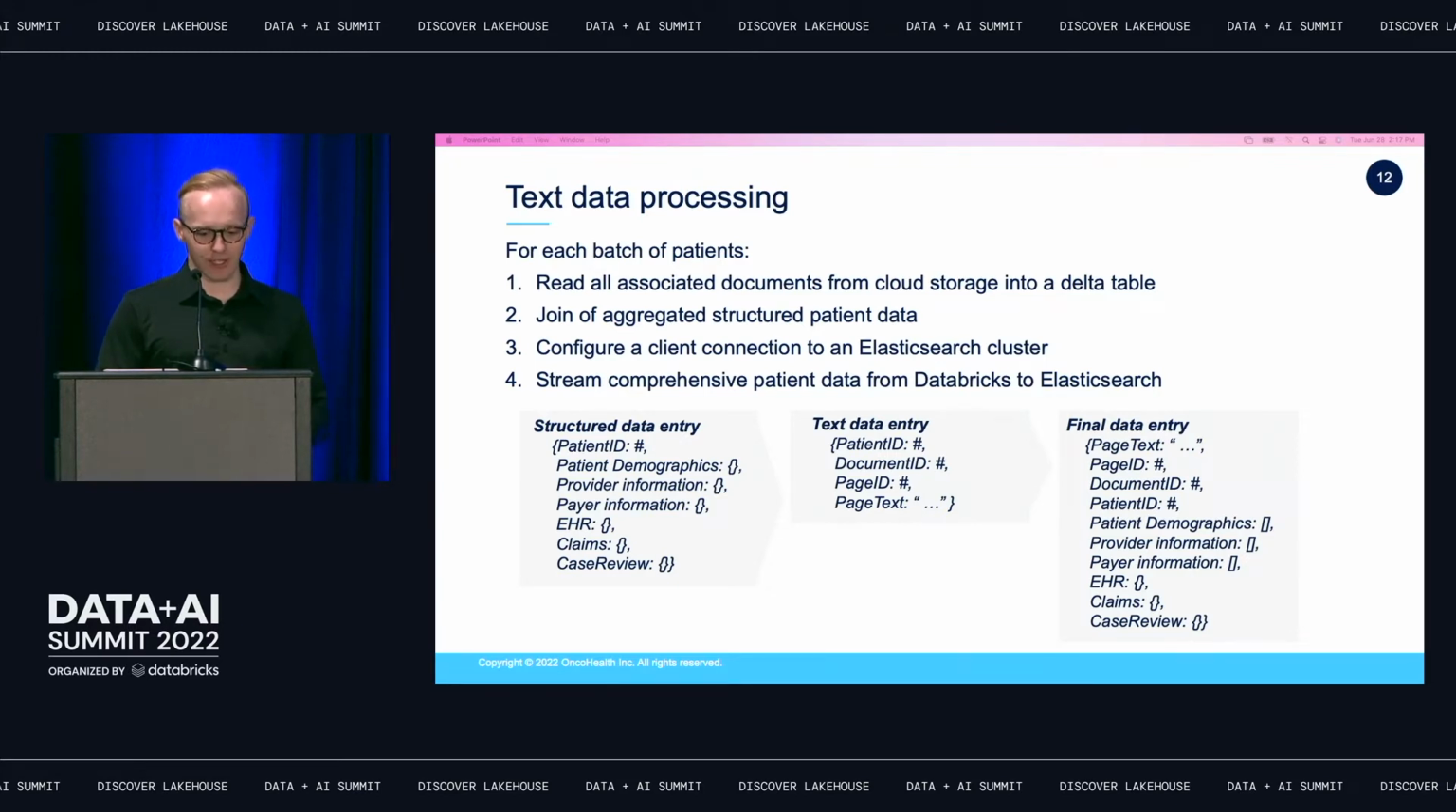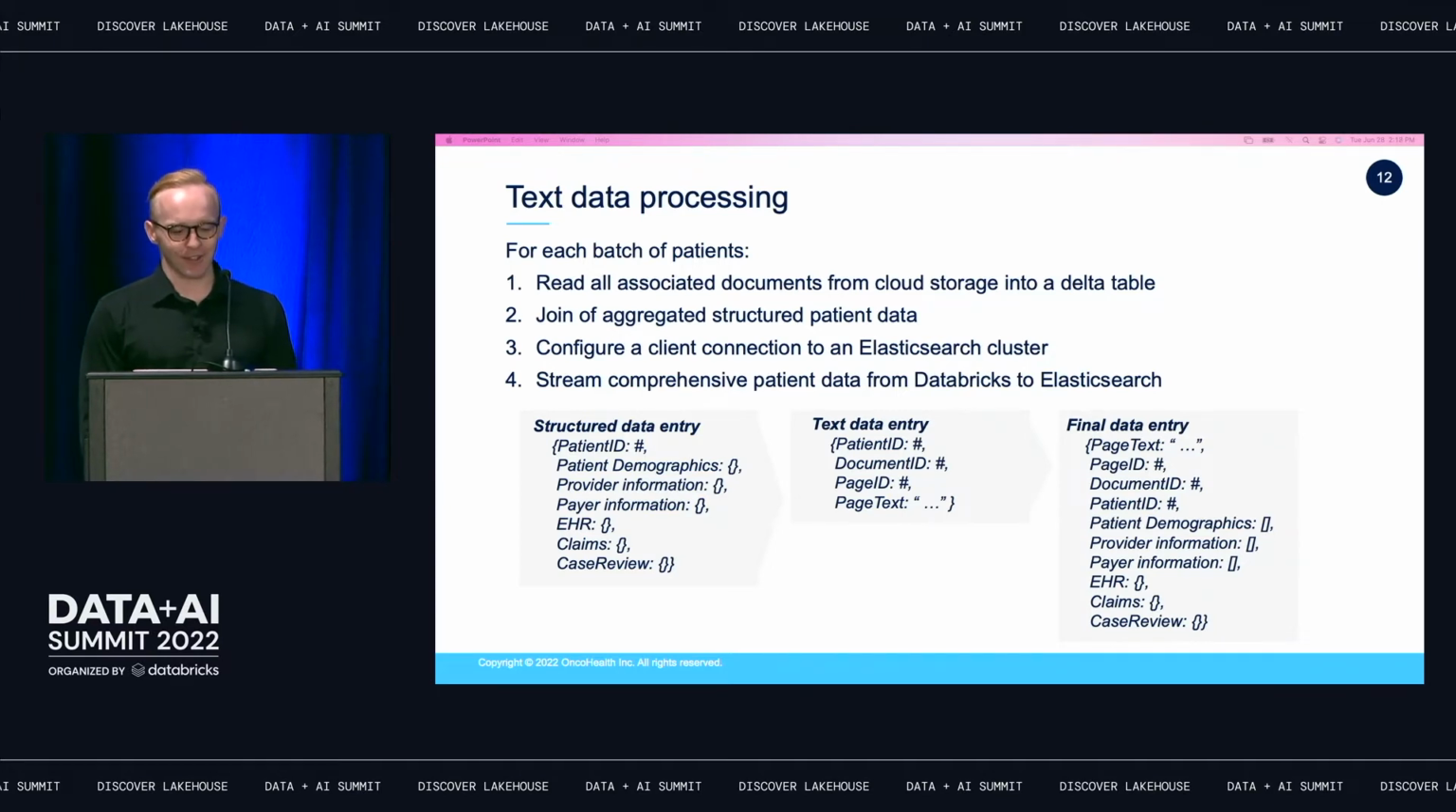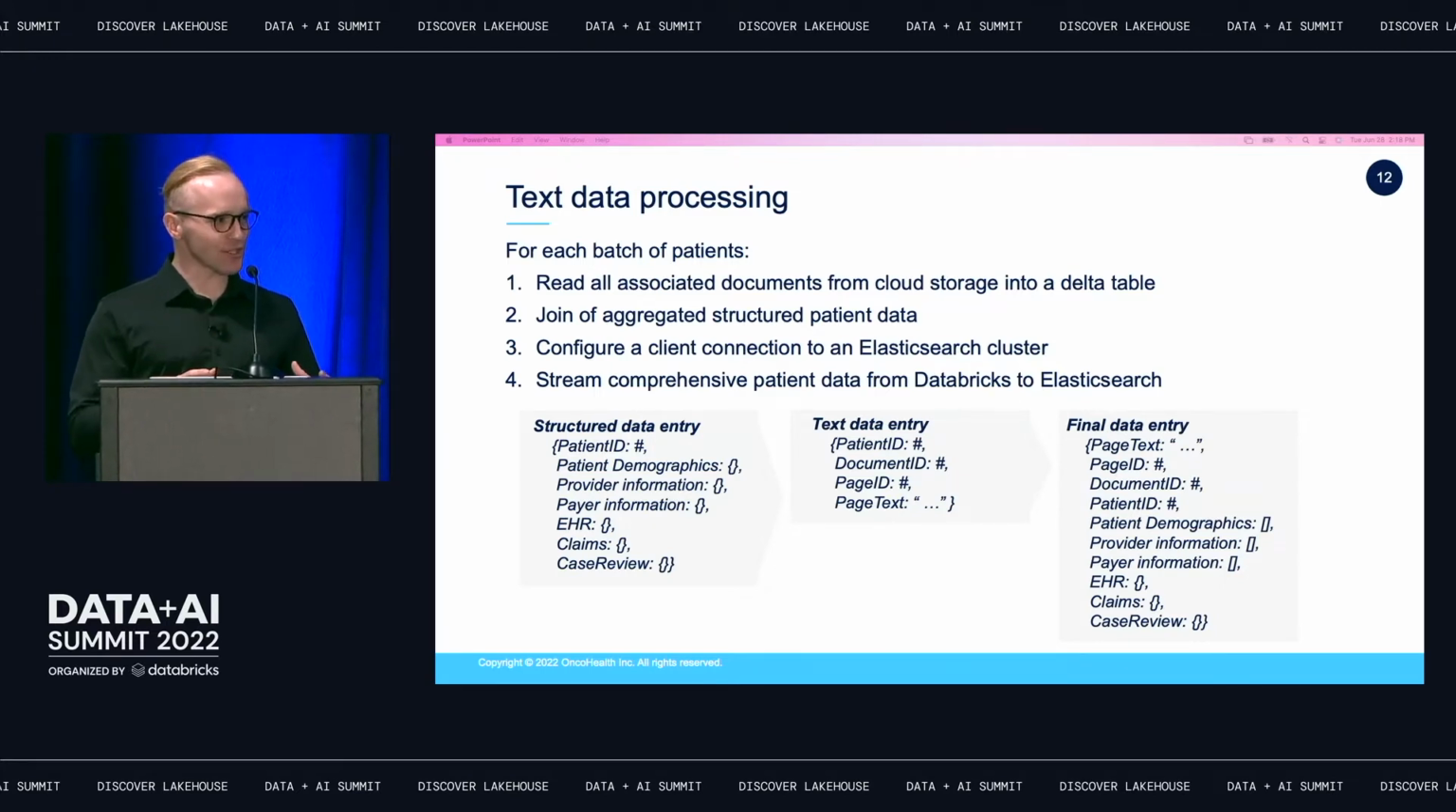And so this is the final data entry that we want to send to Elasticsearch in order to index all of that data, and process all that data within Elasticsearch, which we'll discuss next, and to be able to view it and search it very quickly. So we configure an Elasticsearch client connection in Databricks, and then stream this data from Databricks to Elasticsearch. Ultimately, this data is being streamed from cloud storage, leveraging Databricks processes, to an entirely different cluster for processing, which is Elasticsearch.